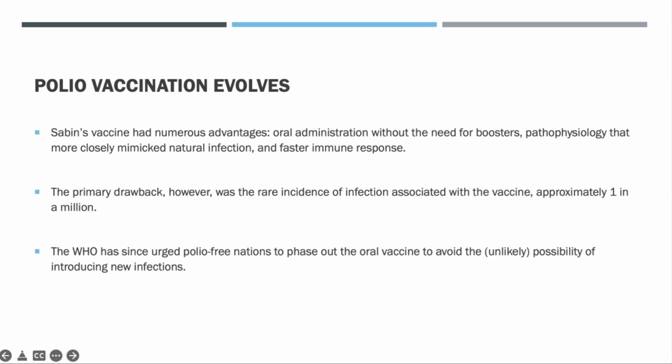Of course, the primary drawback was a very extremely rare but very real possibility of infection from the live vaccination. It was only about 1 in a million, but because of that reason, the World Health Organization urged polio-free nations to phase out the oral vaccine due to the possibility of introducing new infections in polio-free nations, because there's actually the possibility of reintroducing the disease for that reason.